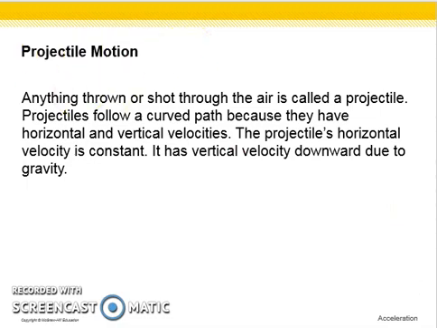Projectile motion. Anything thrown or shot through the air is called a projectile. Projectiles follow a curved path because they have horizontal and vertical velocities. The projectile's horizontal velocity is always constant. It has a vertical velocity downward due to gravity.